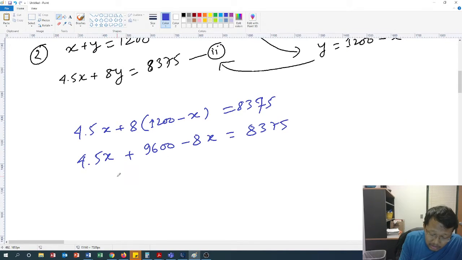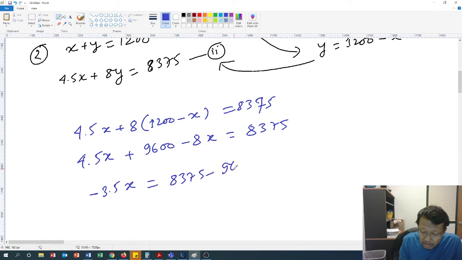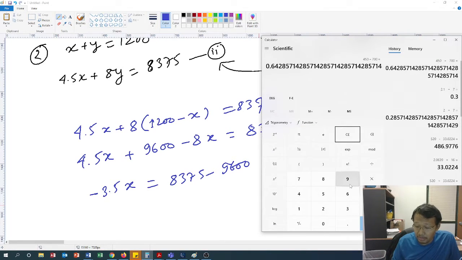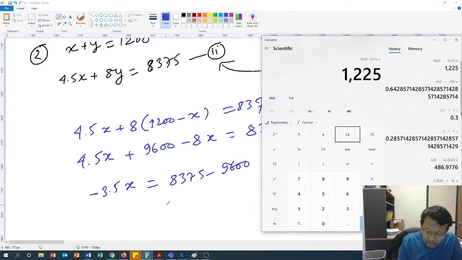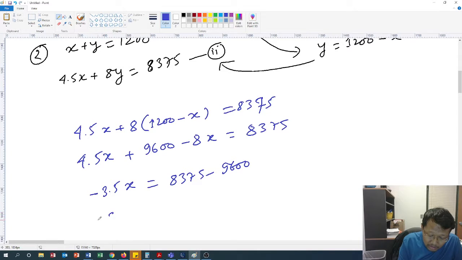Now you can clearly see that this is negative 8, and this is 4.5. 8 minus 4.5 is 3.5, but the sign follows the bigger number. Let us take this over here, so that will give us 8375 minus 9600. If you are confused, use the calculator. So I can simply write this as 9600 minus 8375, that's 1225. But we know that it's a negative number.